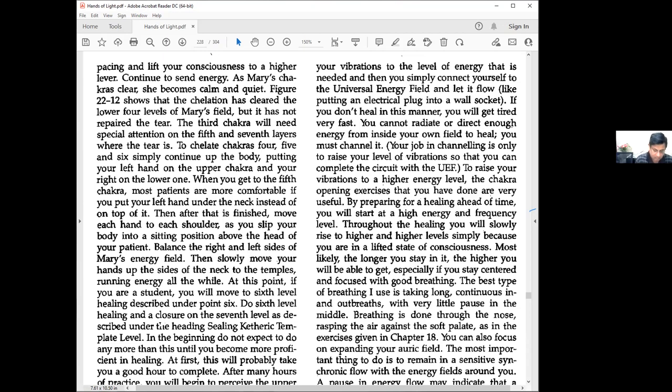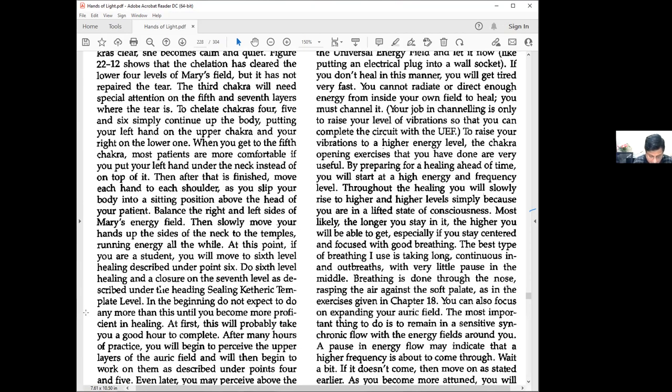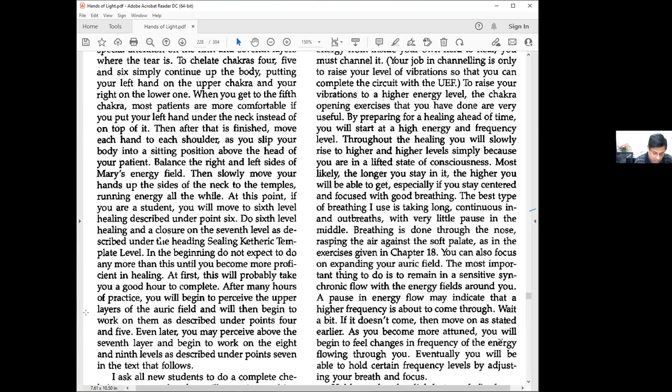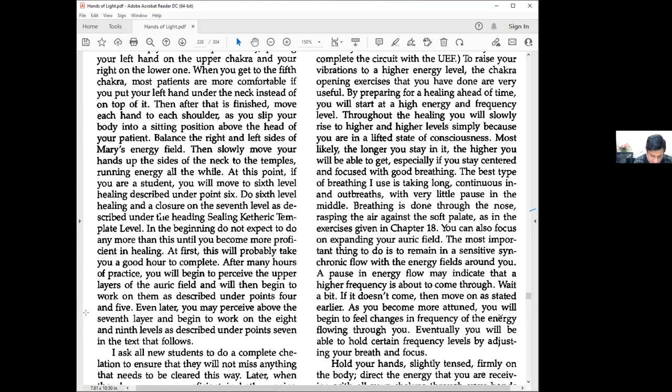At this point, if you are a student, you will move to sixth level healing described under point six. Do sixth level healing and a closure on the seventh level as described under the heading Sealing Ketric Template Level. In the beginning, do not expect to do any more than this until you become proficient in healing. At first, this will probably take you a good hour to complete.